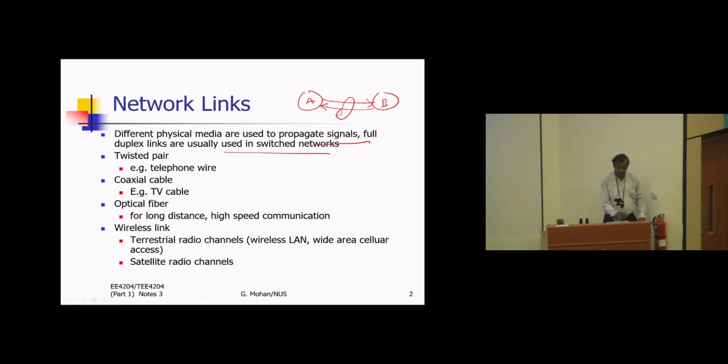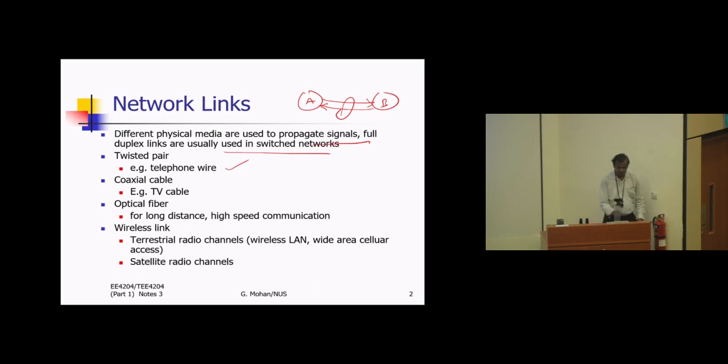Twisted pair copper wire, these are some of the examples. This is something similar to the telephone cable. We are not going into the very specifics of physical characteristics, but as a network engineer, you should know that there exist different types of cables which are used in networks. So we have Cat5 cables and all.